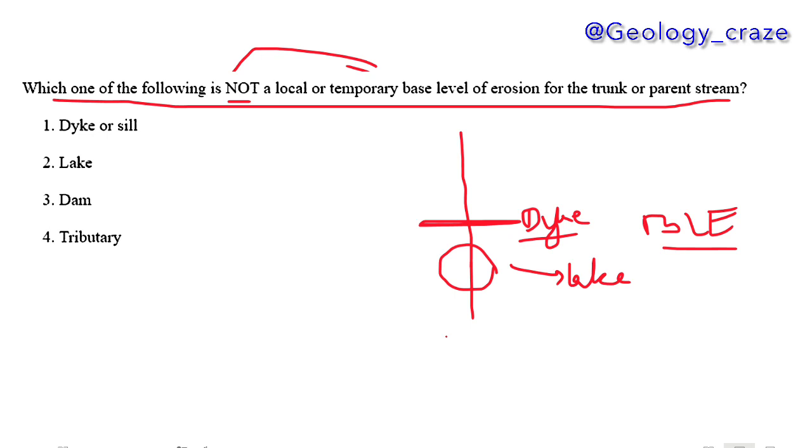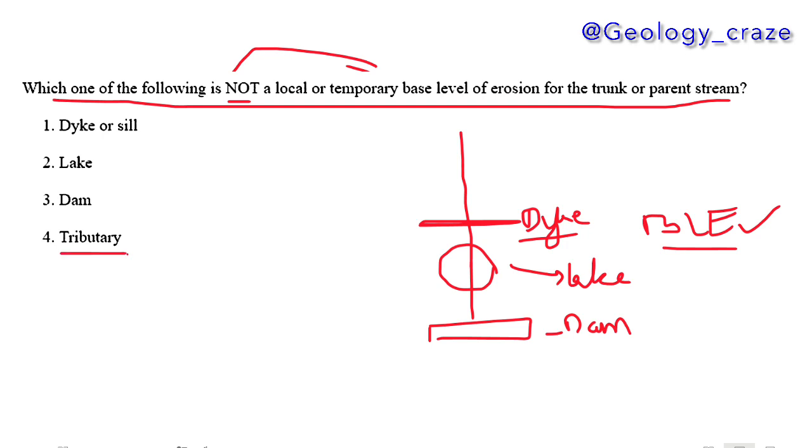Now next is dam. If we construct a dam, the natural base level of erosion is disturbed. The upstream deposition starts, and due to that the base level of erosion rises. In the downstream, the flow of the stream increases or decreases depending on that, and the base level of erosion also changes. And if the water is choked somewhere, and due to that the sediment supply and the speed of the water are reduced, it will affect the base level of erosion.